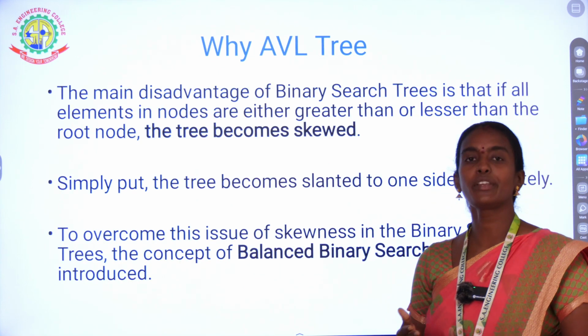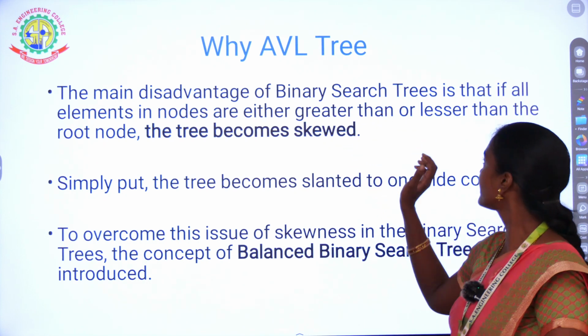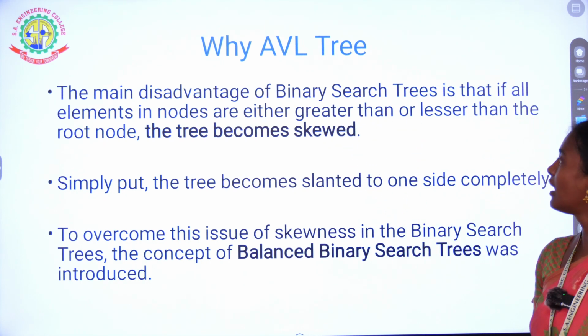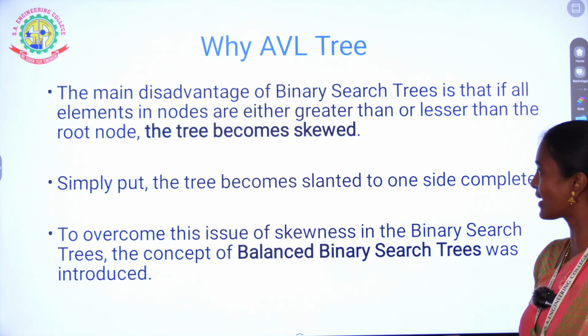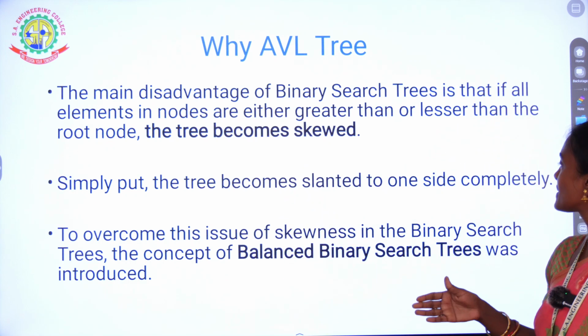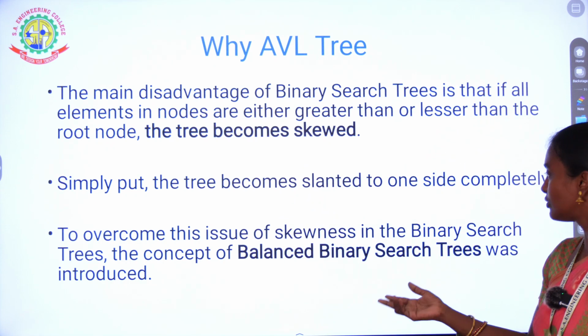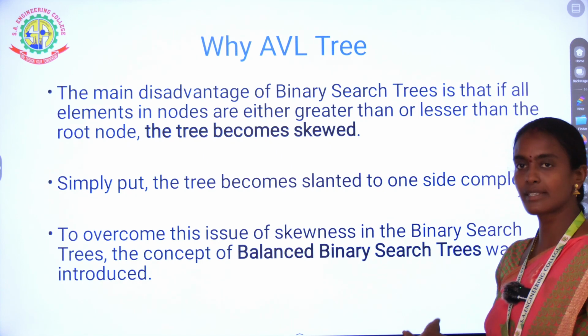Next, why are we going for the AVL tree from the binary search tree? The main disadvantage of the binary search tree is that all the elements, either greater or lesser, may be arranged on one side, which means the tree becomes skewed. So the tree becomes slanted to one side. To overcome the issue of skewness, we go for the balanced binary search tree.